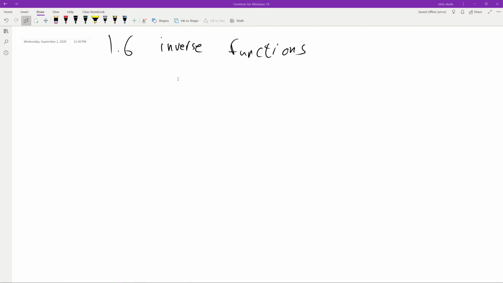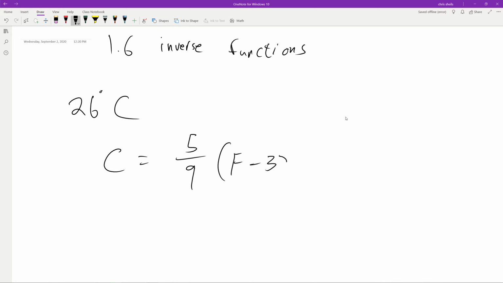So, for instance, to me, I have no idea what 26 degrees Celsius is. Right? I have no idea what this is in Fahrenheit. I can't conceptualize personally of what this might feel like. But there is a formula for converting between Celsius and Fahrenheit temperatures. This formula is Celsius is equal to 5 ninths times Fahrenheit minus 32.